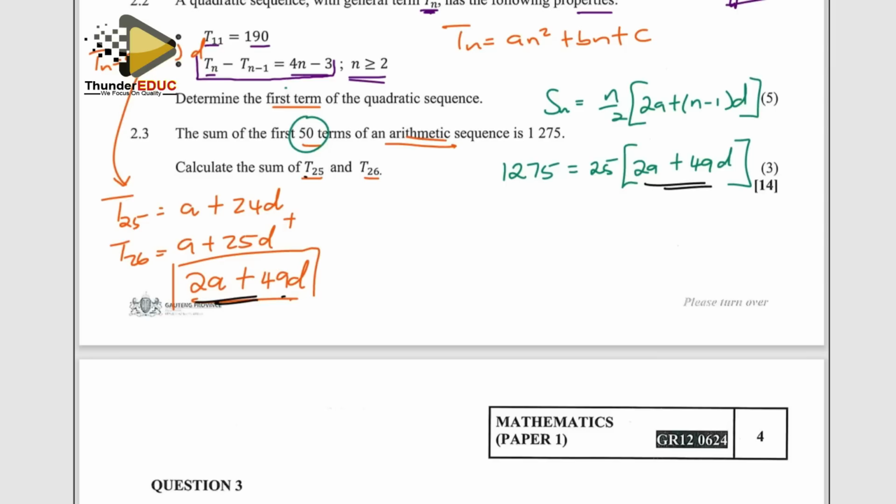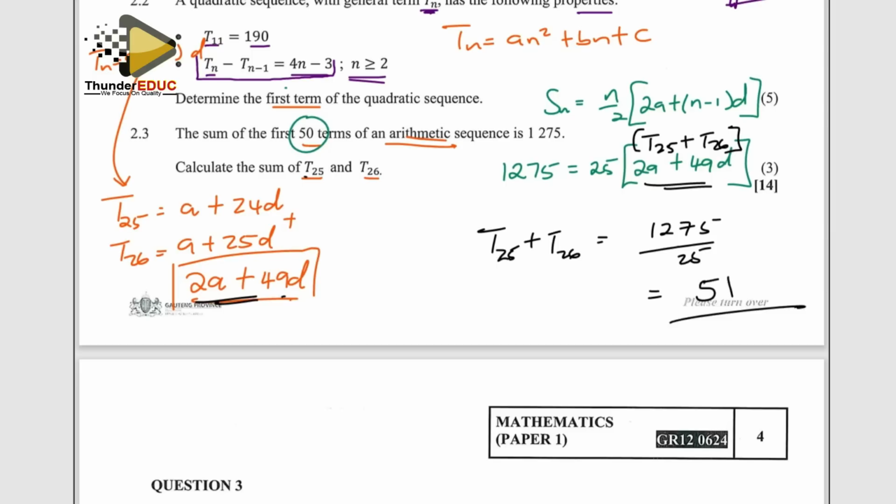Okay, so instead of me continuing with the 2a plus 49d, I could replace this and say this is T25 plus T26. It's like what the question is looking for. Okay, so which means T25 plus T26 is going to be 1275 over 25. All right, so when I punch this into my calculator, I'm ending up with a funny answer, which is just 51.